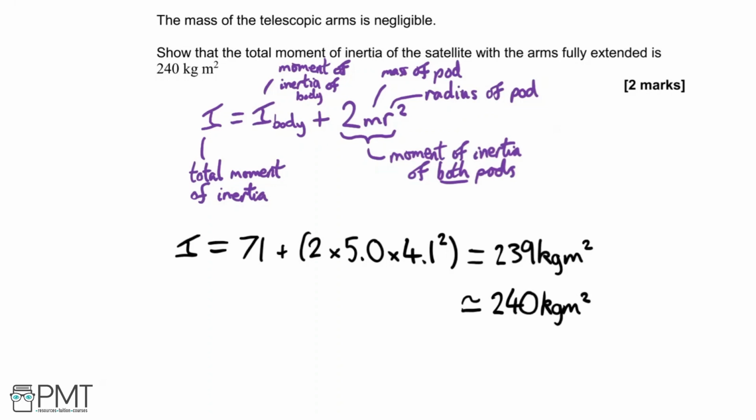So in terms of marks for this question, your first mark will be for clear use of the equation that I've written, I equals I body plus 2mr squared. And your second mark will be for getting the correct specific answer at the end, not the 240, but the 239. So 2 marks there.